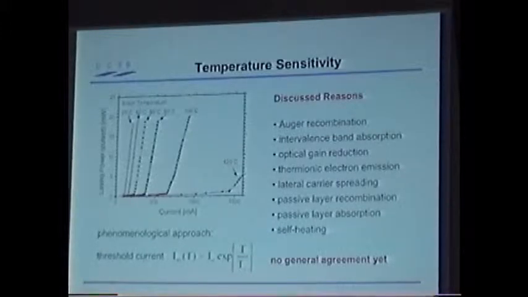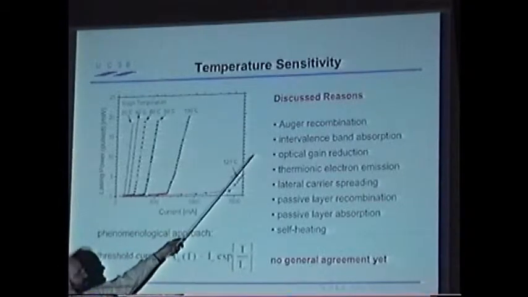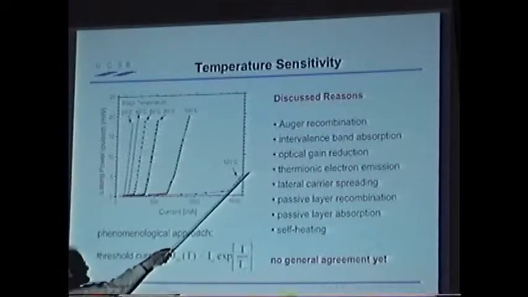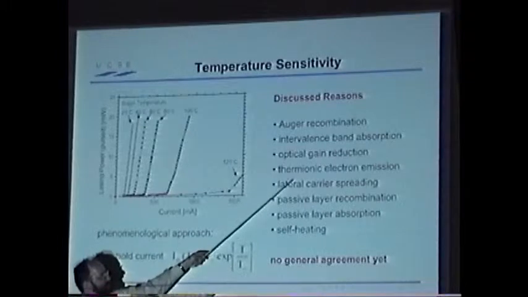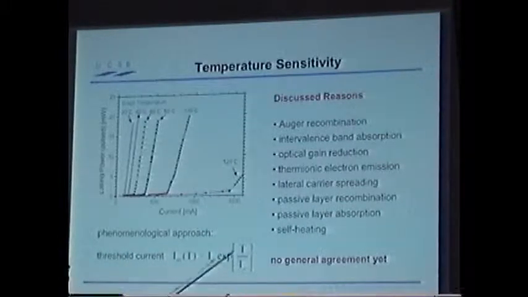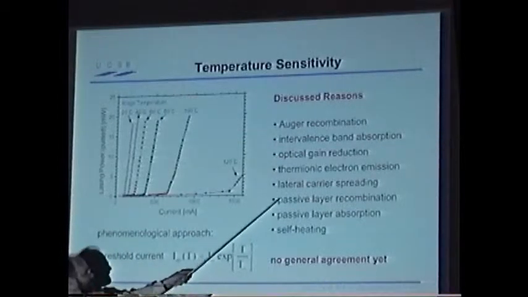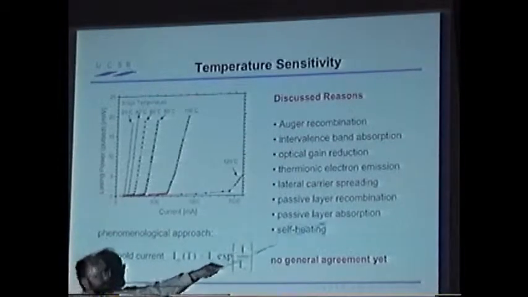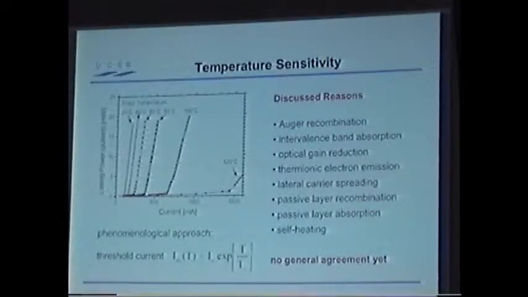Some people say it is Auger recombination that kills the laser at high temperature. Other papers said intervalence band absorption, the temperature sensitivity of the optical gain, the thermionic electron emission, so the leakage current to the ridge, lateral carrier spreading, passive layer recombination, passive layer absorption. Seki from NTT in Japan published a bunch of papers saying an overflow of carriers into the waveguide layer kills the laser because that increases the absorption and the laser will stop lasing. And of course, self-heating. But why is there so much controversy? Everybody believes in their own theory.